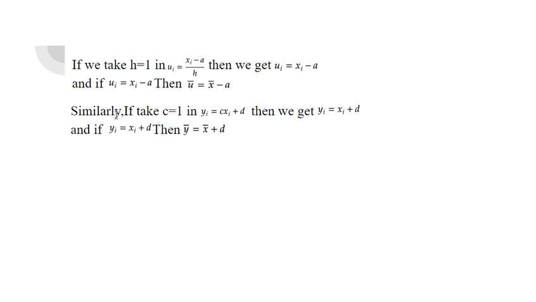Similarly, if we take c equal to 1 in the previous equation, that is yi is equal to cxi plus d, then we get yi is equal to xi plus d. Earlier we changed the origin and scale both, because we did multiplication and addition, but here we are doing only addition. It means we have changed the origin only. So if yi is equal to xi plus d, then y bar is equal to x bar plus d. In both these cases we have changed the origin only.